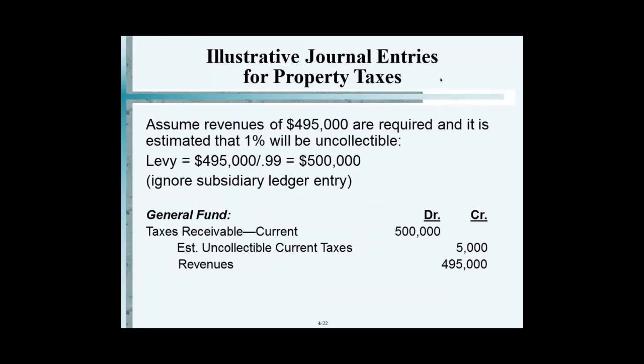Okay, here we go with our first journal entry on property taxes. I want you to just study this for a moment. Very important to get the debits and credits right. There's 1% uncollectible, so $495,000 is going to be received. An estimated uncollectible current taxes of $5,000. It's like your provision for doubtful accounts. Everybody see this? Anybody have a problem understanding this journal entry? You need to get the titles of these accounts right. Taxes receivable current. Estimated uncollectible current taxes. You have to get the titles right. Okay? This is at the start of the year.